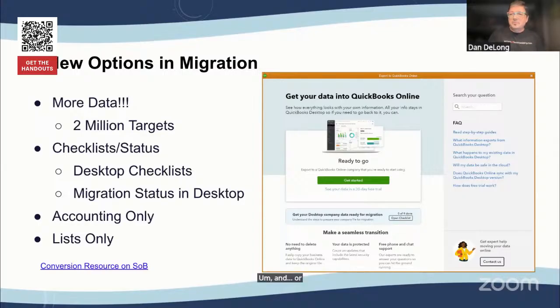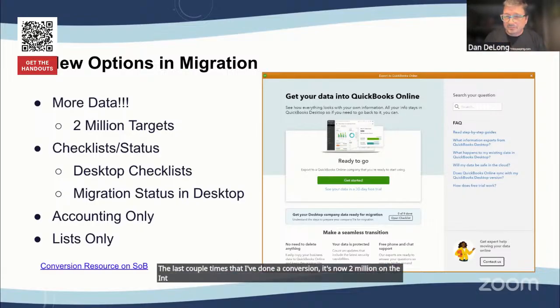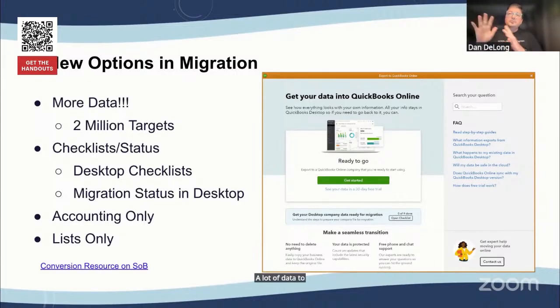And as of July, it was 1.5 million. Or I'm sorry, in February, I noticed it was upgraded to 1.5 million. And then the last couple times that I've done a conversion, it's now 2 million on the Intuit article. So it really does allow for a lot of data to be moved over, right?